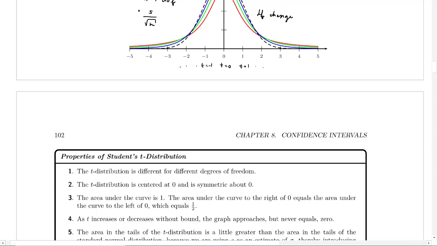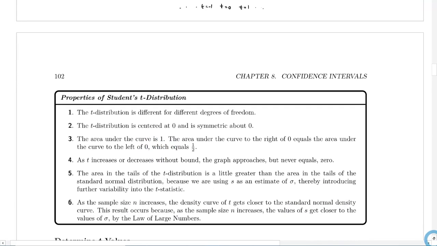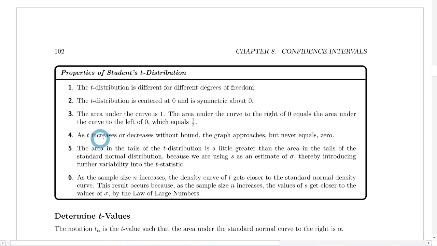So notice it just changes a little bit. The t distribution is centered at 0 and symmetric about 0, similar to the z-scores, right? The area under the curve is still 1, and it's still half on each side. As t increases or decreases without bound, the graph approaches but never equals 0 still, right? It has those horizontal asymptotes. And the area in the tails is a little greater than the area in the tails in the standard normal distribution. So this is one of the bigger differences.